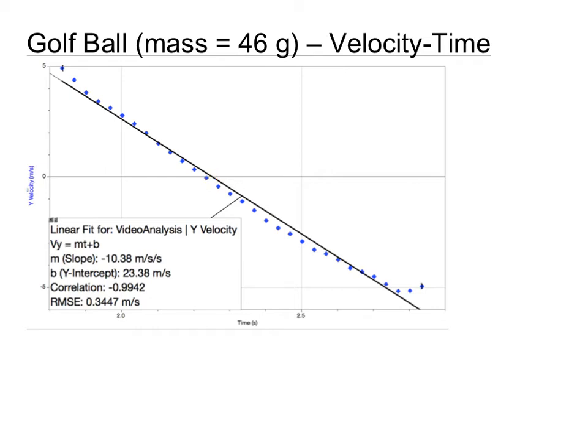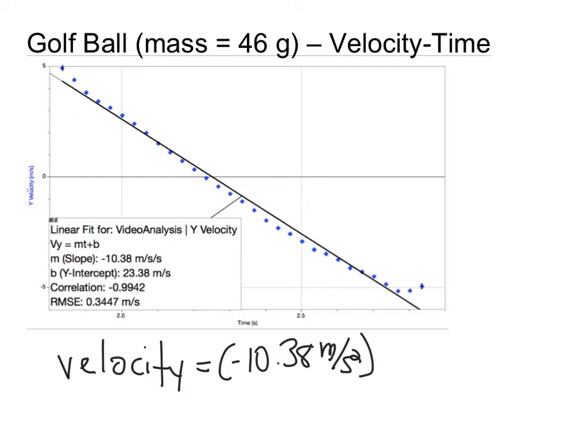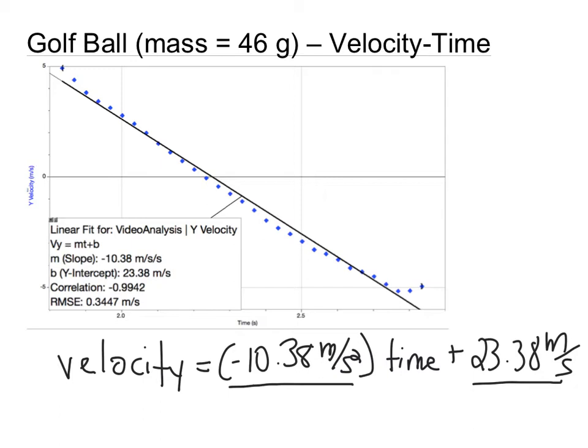If we were to try to write the mathematical equation for this, we would find velocity is equal to negative 10.38 meters per second squared times time plus 23.38 meters per second, where 23.38 meters per second is the initial velocity and negative 10.38 meters per second squared is the slope or the acceleration.